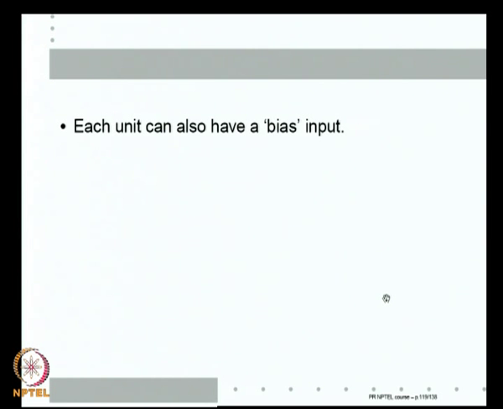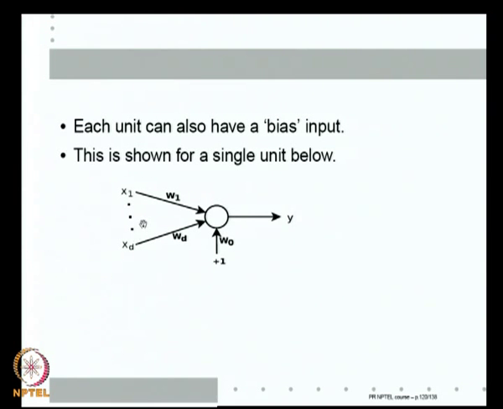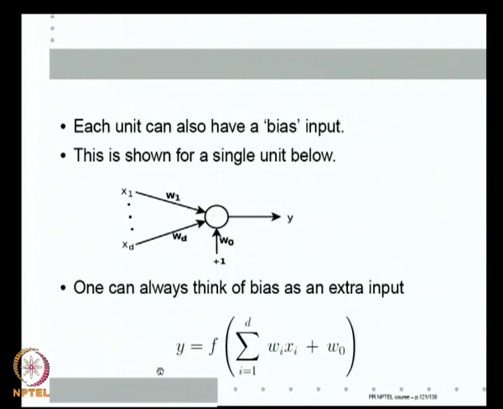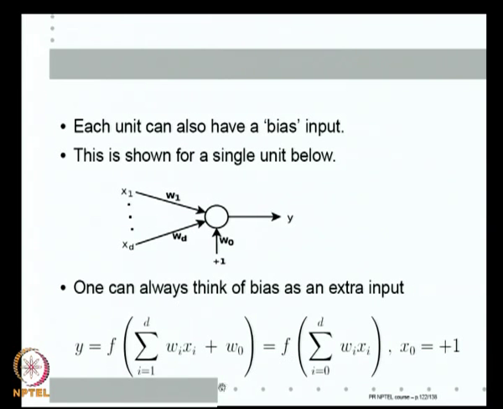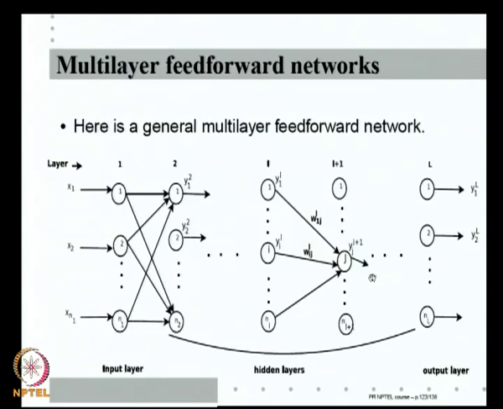Each unit can also have a bias input. Earlier we only considered y as a function of the sum of w_i x_i, but we can have that plus some bias w_0. We can always think of bias as an extra input, because I can make the summation go from 0 to d instead of 1 to d, and call w_0 the weight on an extra connection, which is permanently connected to an input that is kept at plus 1. So, I think of x_0 as an extra input, which is permanently plus 1, and I can represent it as a bias input.